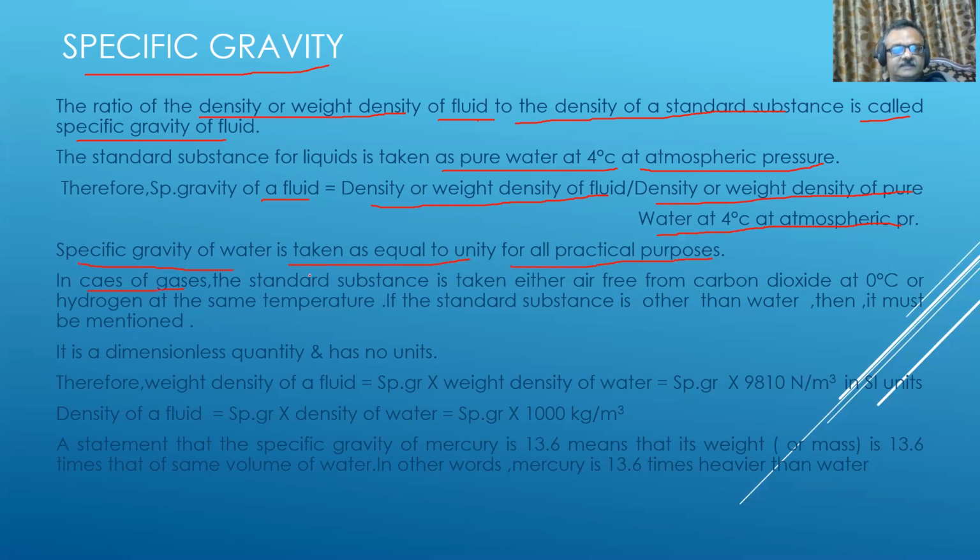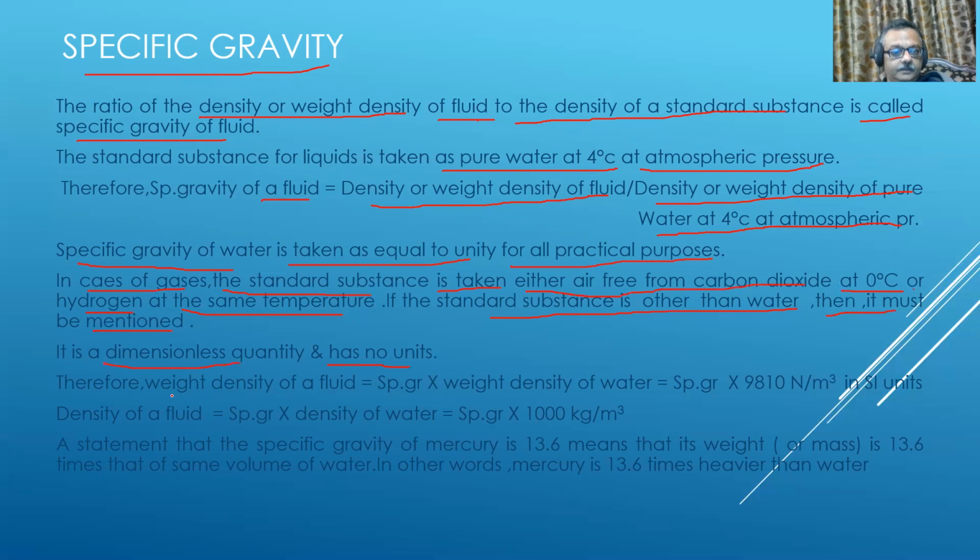In case of gases, the standard substance is taken as either air free from carbon dioxide at 0 degree centigrade or hydrogen at the same temperature. If the standard substance is other than water, then it must be mentioned. It is a dimensionless quantity and has no units.